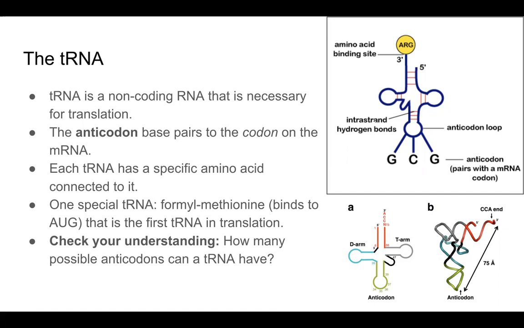So we can do this little question here. How many possible anticodons can a tRNA have? I think it's 4 to the 3. 16 times 4, 64? 64, I think. Yeah, that sounds right. 64. Okay.